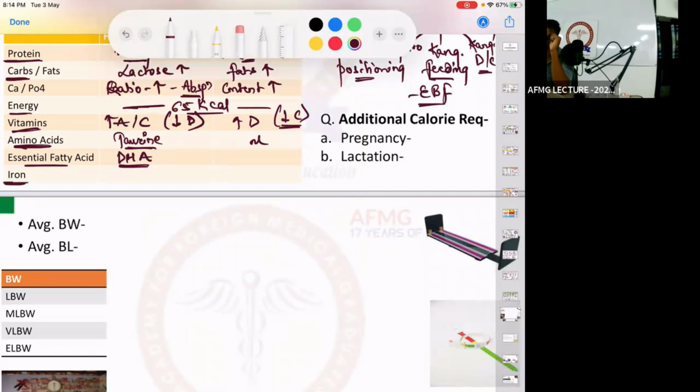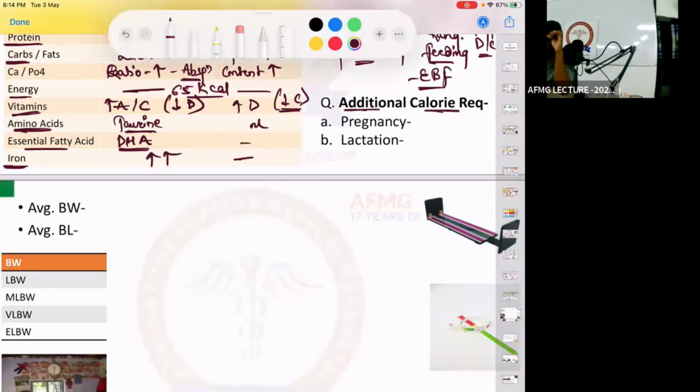Iron content and absorption is high in human milk. Okay, please remember this. Then additional calorie requirement during pregnancy is plus 350 kilocalories per day.